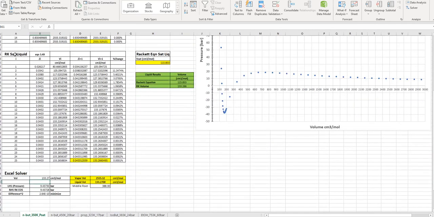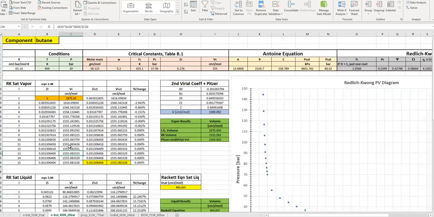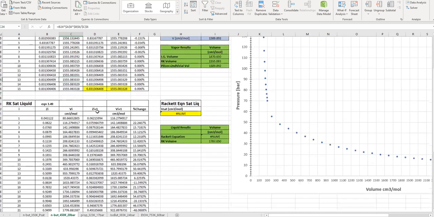Personally, I would rather use the Excel solver than having to set up this iteration. Although once you set up an iterative scheme like this, it's good. So you know that whenever you need to solve for the saturated vapor or liquid volumes, for the rest of your life, you can just copy and paste this for what it's worth.